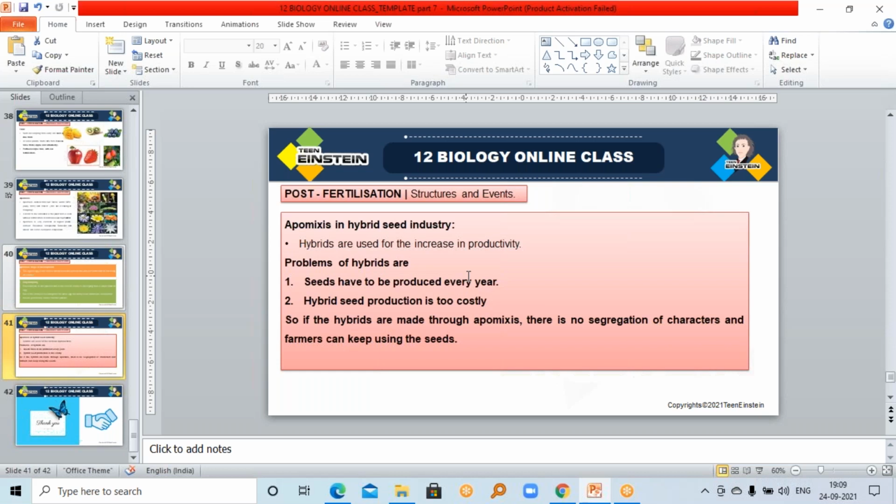So if hybrids are made through apomixis, there is no segregation. The characters won't segregate. There will be the same character. Farmers can keep using the same seeds. Through apomixis, it is easy for farmers. Otherwise, it needs production every year, which is too costly and not affordable for farmers. So that is the main plus point of apomixis. In the hybrid seed industry, this is helping so much. So apomixis and polyembryony, these are the two new terms.